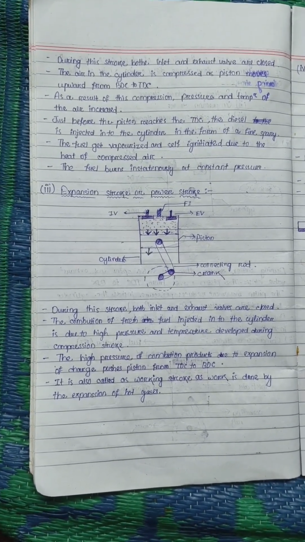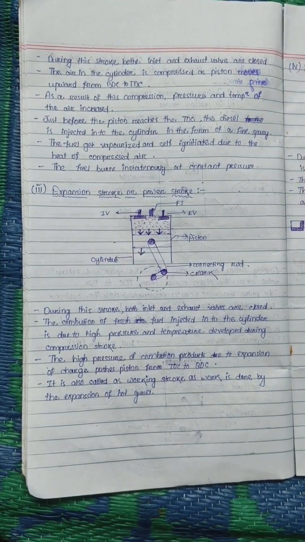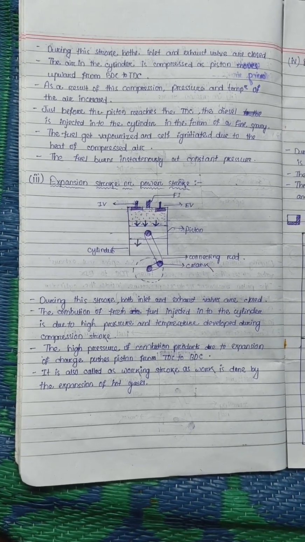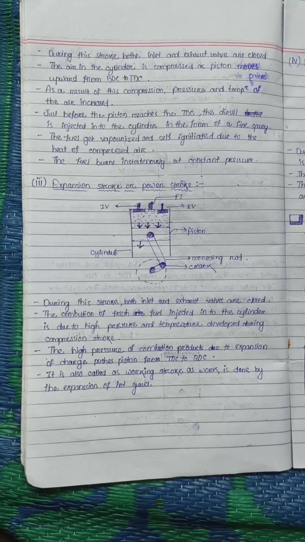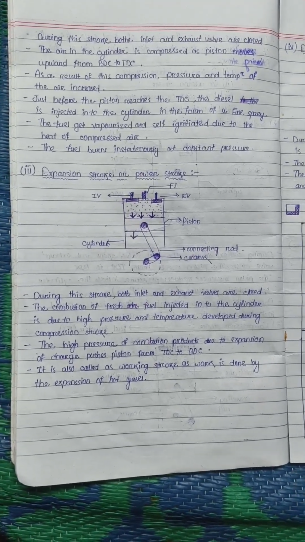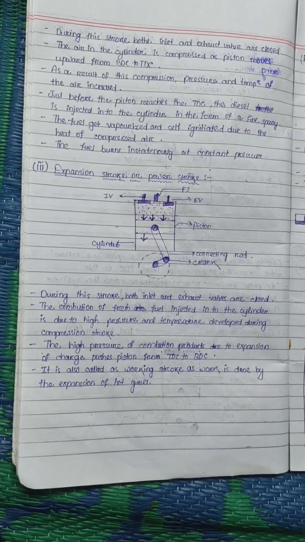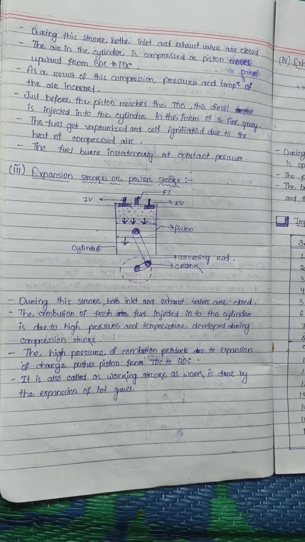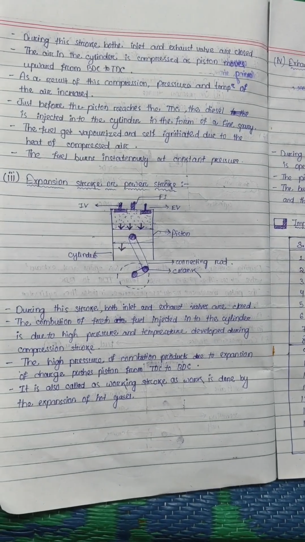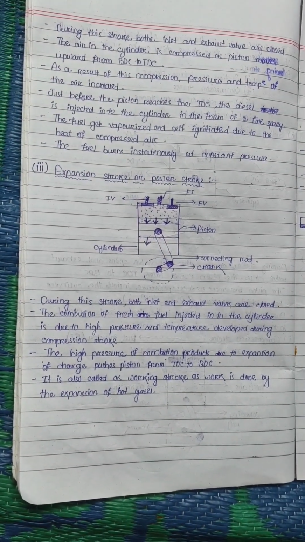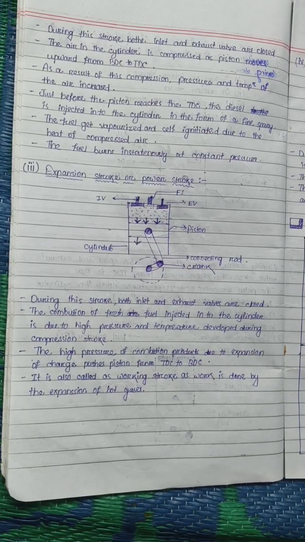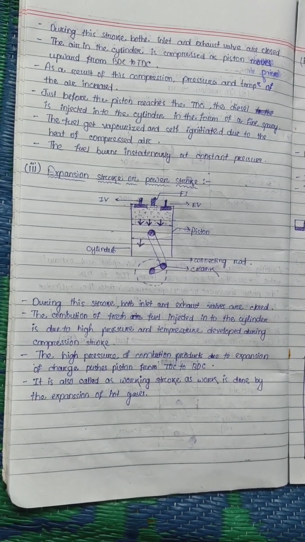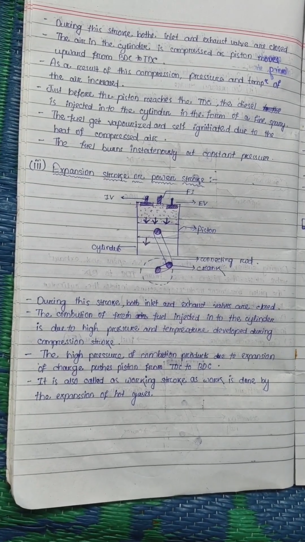During this stroke, both inlet and exhaust valves are closed. The combustion of the fresh fuel injected into the cylinder is due to the high pressure and temperature developed during the compression stroke. The high pressure of combustion produced due to the expansion of charge pushes the piston from TDC to BDC. It is also called the working stroke as work is done by the expansion of hot gases.